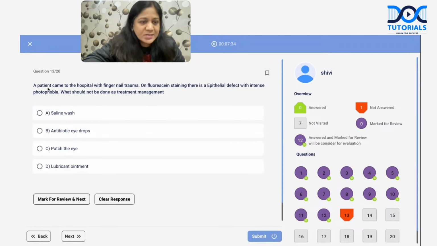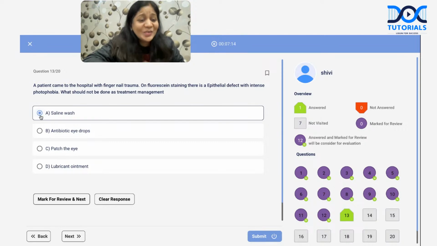Now question number 13 says a patient came to the hospital with a fingernail injury. There's a fluorescein staining epithelial defect with intense photophobia. Okay. Someone has an injury and this epithelial defect, obviously there will be photophobia. So what will I not do? I will not do a saline wash.